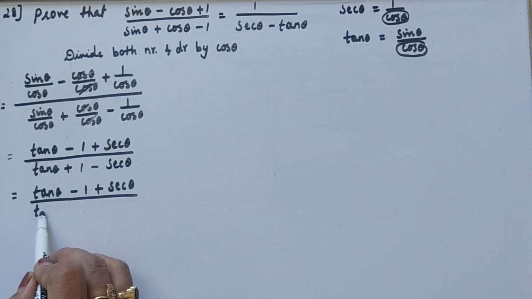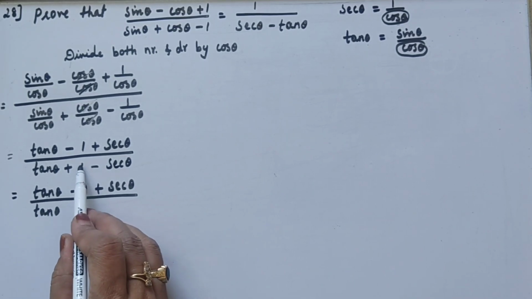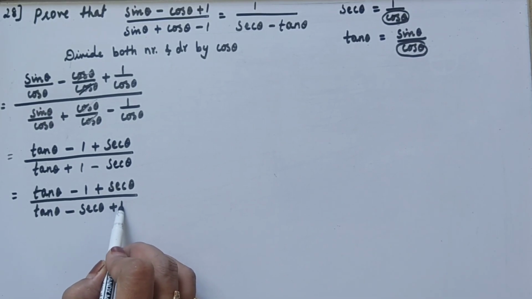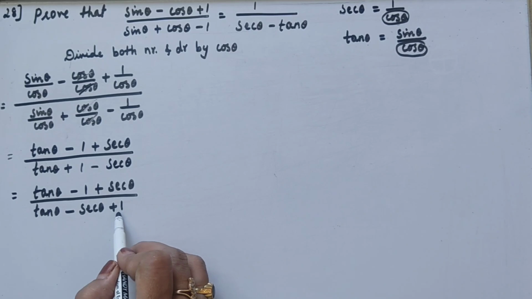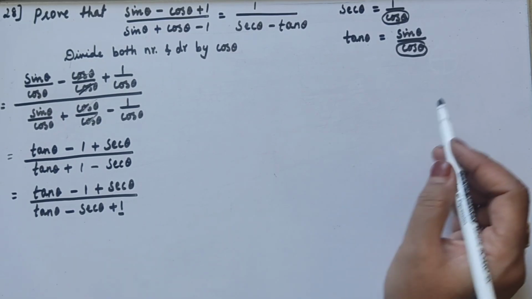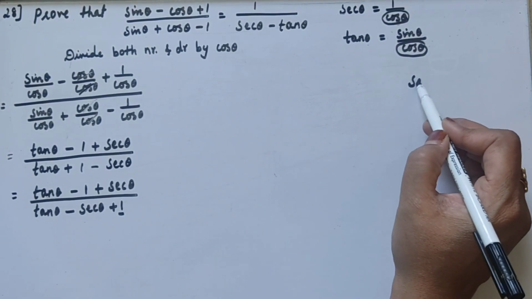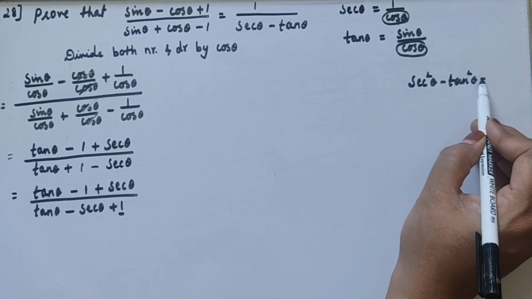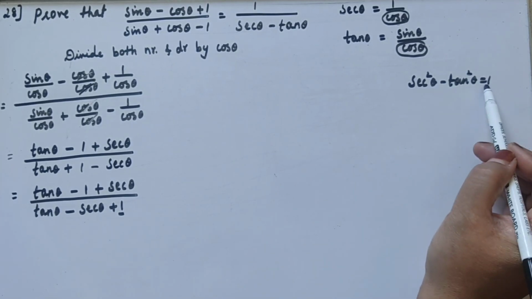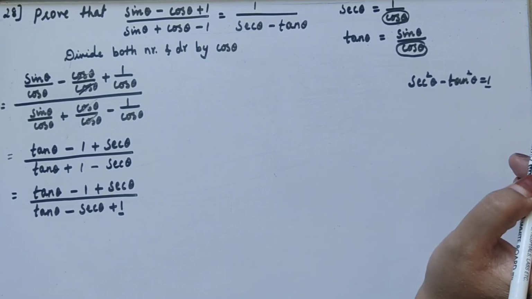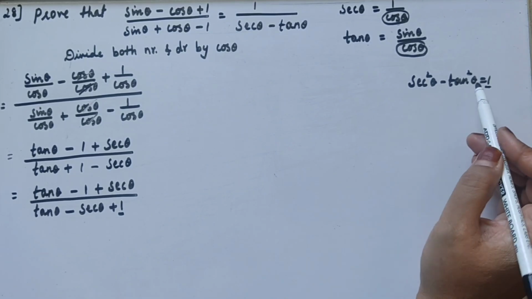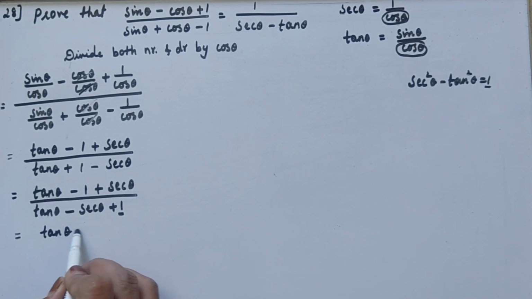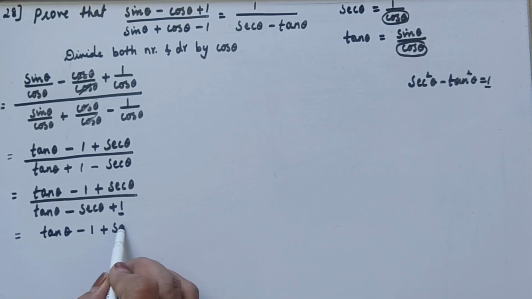So this will be tan theta. I'll shift this 1 to the other side, minus secant theta plus 1. Okay, so what is the identity of 1 here? We know secant square theta minus tan square theta equals 1. Okay, so 1 can be written as secant square minus tan square. Okay, now here which is equals to, let me write the numerator as it is. Let us not disturb the numerator.